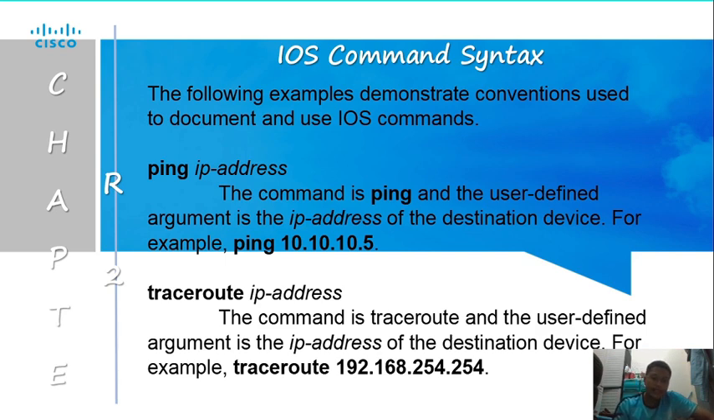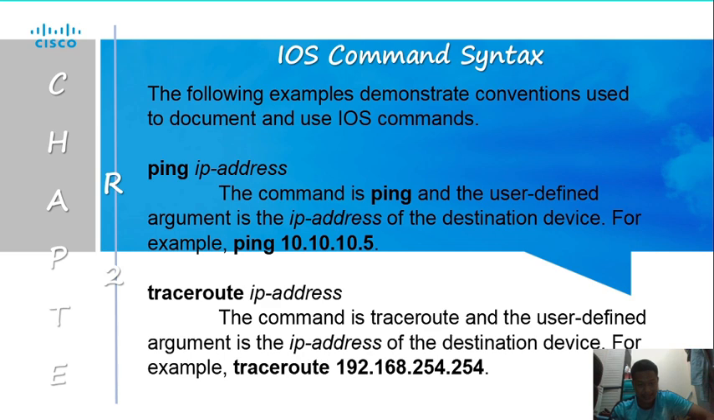IOS command syntax. The following examples demonstrate the conventions used to document and use IOS commands. Ping IP address. The command is ping, and the user-defined argument is the IP address of the destination device. So, for example, ping 10.10.10.5. That's the example of the ping IP address.